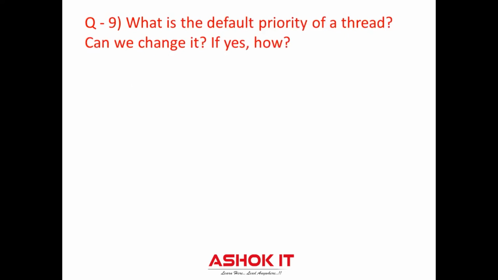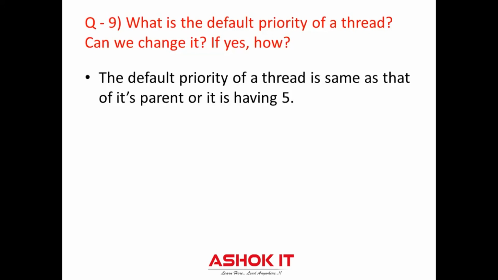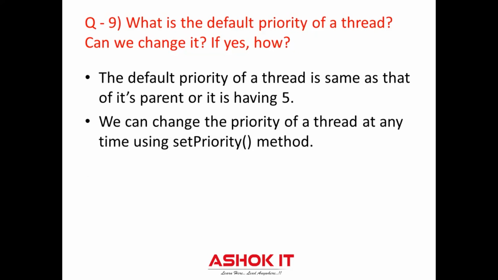Question number 9. What is the default priority of a thread? Can we change it? If yes, how? If you are not setting any priority, then the default priority of a thread is the parent's priority, or 5. And if you want to change that priority, then you can use setPriority.